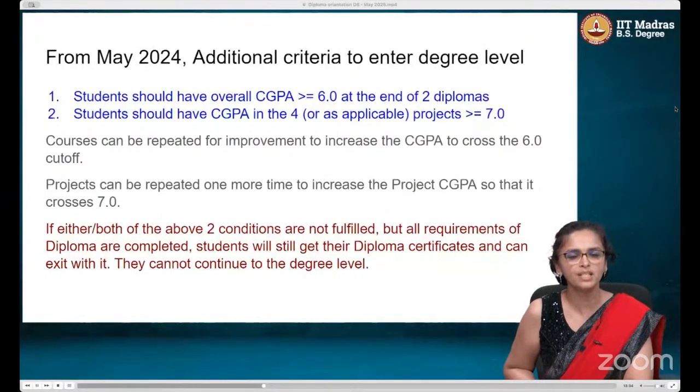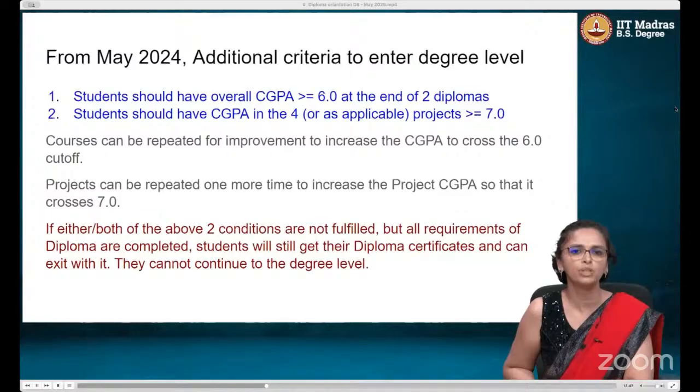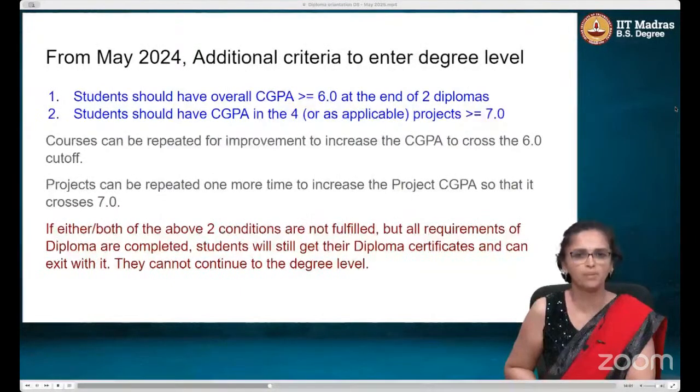The only condition is you will not be permitted to enter the degree level if these two conditions are not satisfied. That is what is given here: you will get your original diploma certificates even if the criteria is not satisfied, but you won't be permitted to enter the degree level. So, students in the diploma level who are planning to enter the degree level May 2024 or later, please keep this in mind. This is a very important change in condition that we have brought about.